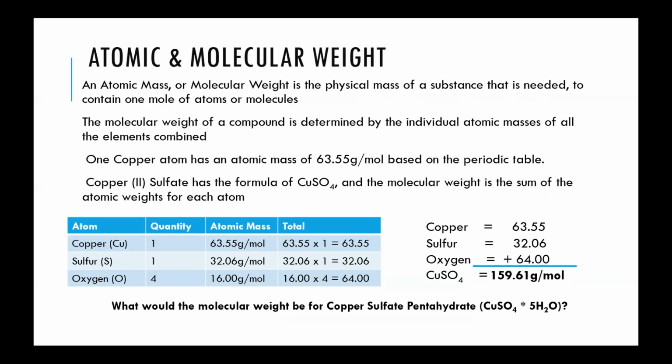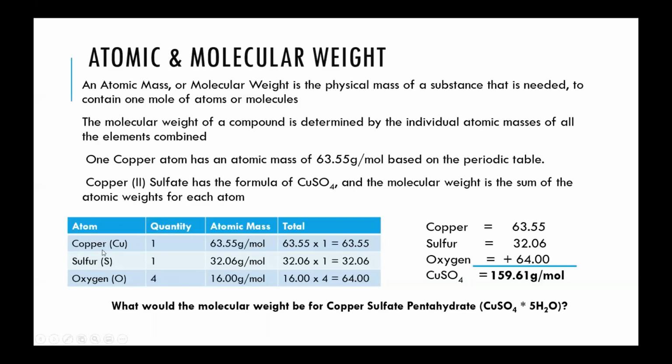You've probably gone over these already before, but when you're looking to determine the molecular weight of a compound, you're taking the individual atomic masses of the overall compound itself and adding them all together. So in this case of copper 2 sulfate, it's CuSO4. There is 1 copper, 1 sulfur, and 4 oxygens. So looking at the periodic table, you can find the atomic mass for each of these individual atoms, and then you're adding them all together to determine the molecular weight of the entire compound.